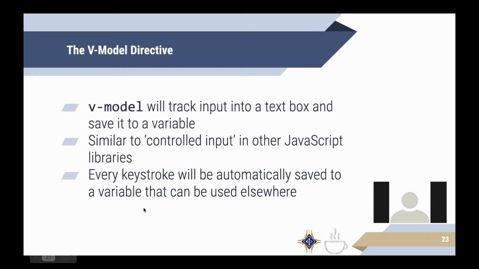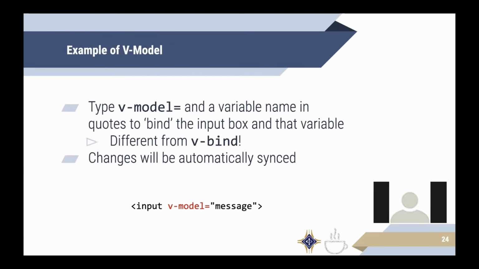Next is v-model. It will track the input of a text box and save it to a JavaScript variable. And then you can use that string of letters, numbers, characters, whatever was entered by the keyboard. You can use that later for other functions and stuff like that. It's similar to controlled input, if you're familiar with that in other JavaScript libraries. And really, it's only used for input tags.